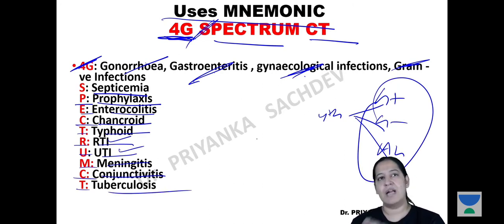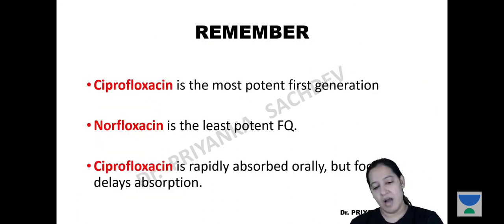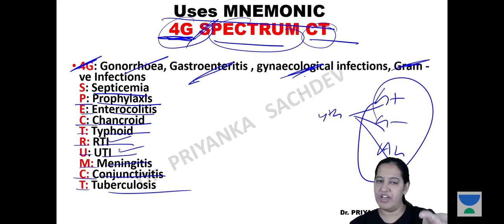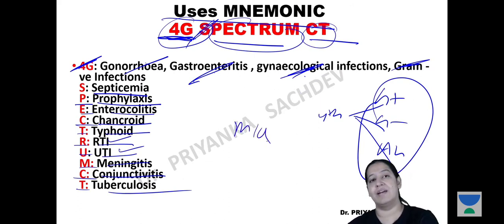Everyone. So that is 4G spectrum CT. Say the full form again and again. So I'm done with this chapter. Now after that one-liners are there. If you wish for your MCQs, you should learn one-liners in the end. After uses and adverse effects, you should know the one-liners.